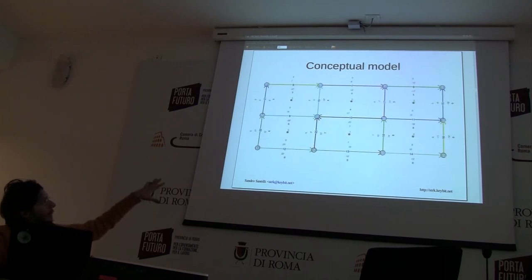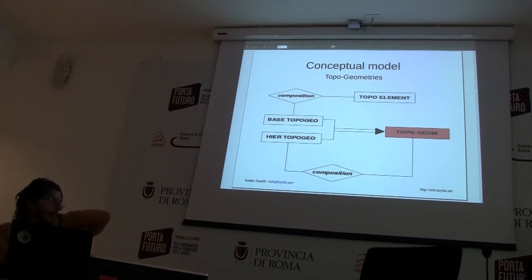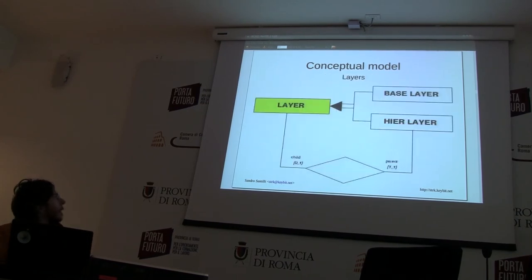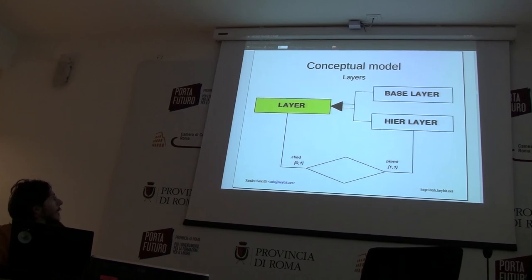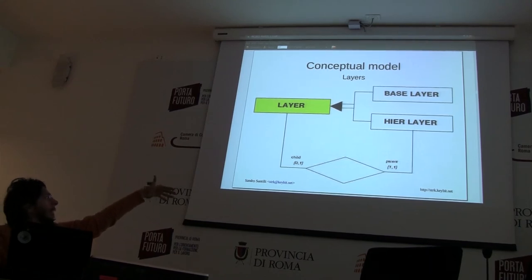Then on top of these, which are the primitives, edges, faces, and nodes, you have topogeometries, which are geometries defined by their primitive components. This means that, for example, a region can be defined by a set of faces that define the region. Or a road can be defined by edges that are the segments of the road. You can define hierarchical layers, as we said before, so a layer of states can be defined by a set of regions, which are in another layer. There could be a base layer for regions and a hierarchical layer for states.